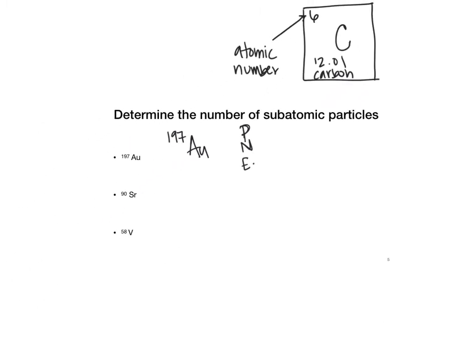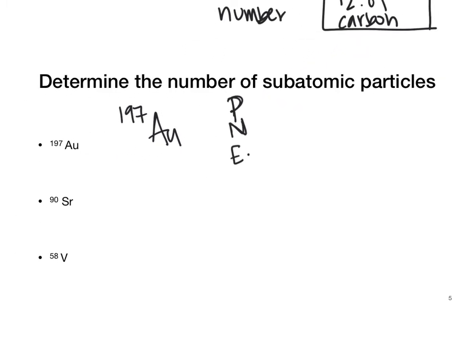So when we look for Au, which is gold, we can find that in spot 79, which means that there are 79 protons and 79 electrons. So the neutrons are actually going to be 197 minus 79, which gives us 118.